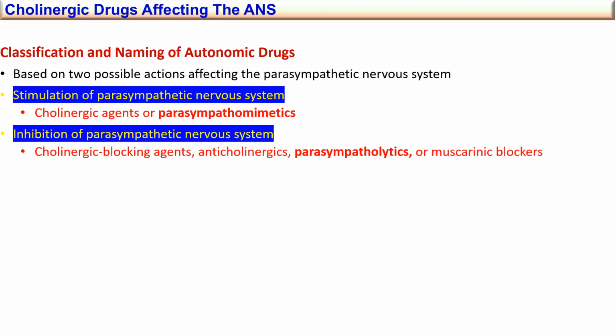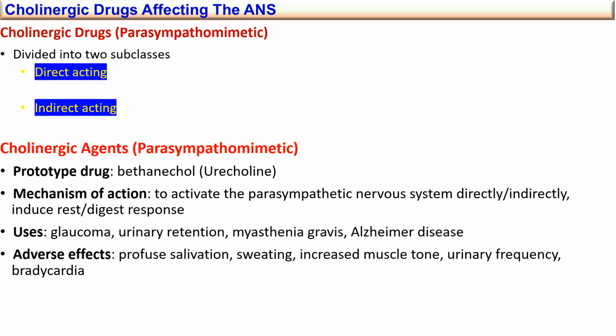So I prefer using the short, easy term: cholinergic versus anticholinergic drugs. The activation, the agonist of the parasympathetic, is called a cholinergic drug. The antagonist, the inhibitor of the parasympathetic, is called an anticholinergic drug. So now we know cholinergic versus anticholinergic drugs fall under the parasympathetic nervous system medications.